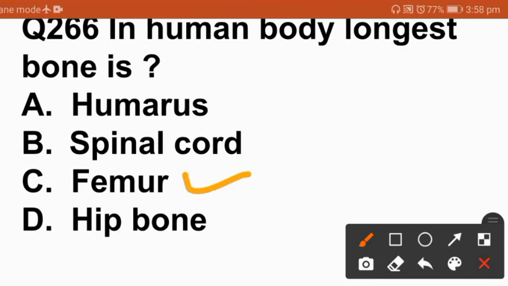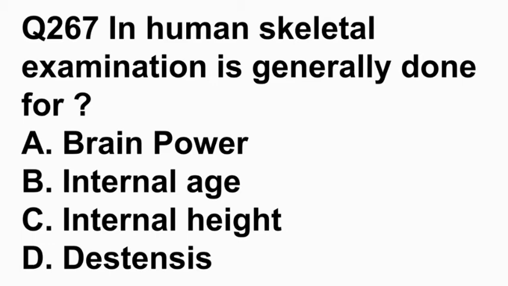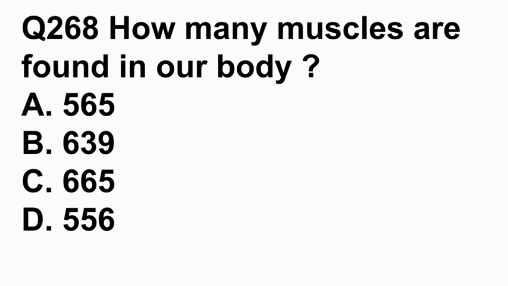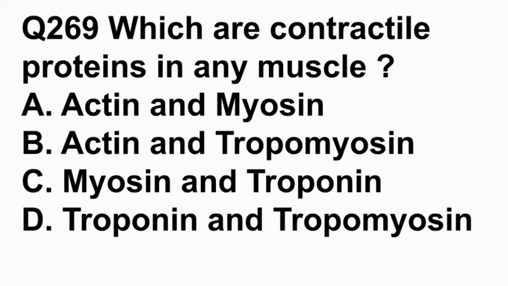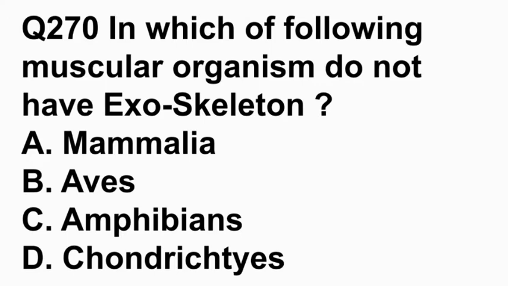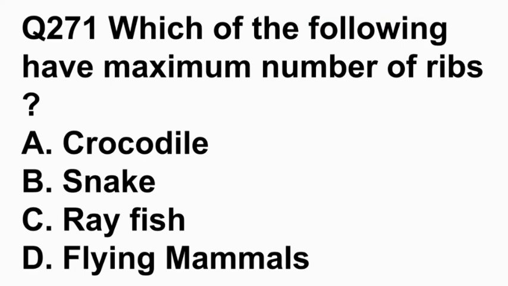In human, skeletal examination is generally done for B. Internal age. How many muscles are found in our body? B. 639. Which are contractile proteins in any muscle? A. Actin and myosin. In which of the following muscular organisms do not have exoskeleton? D. Chondrocytes. Which of the following has maximum number of ribs? B. Snake.